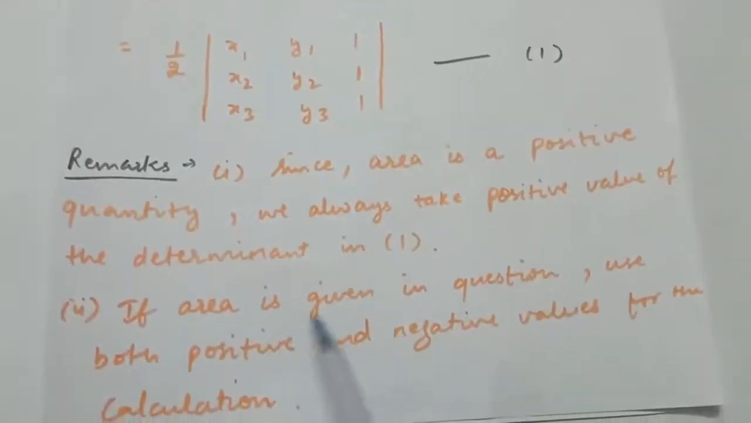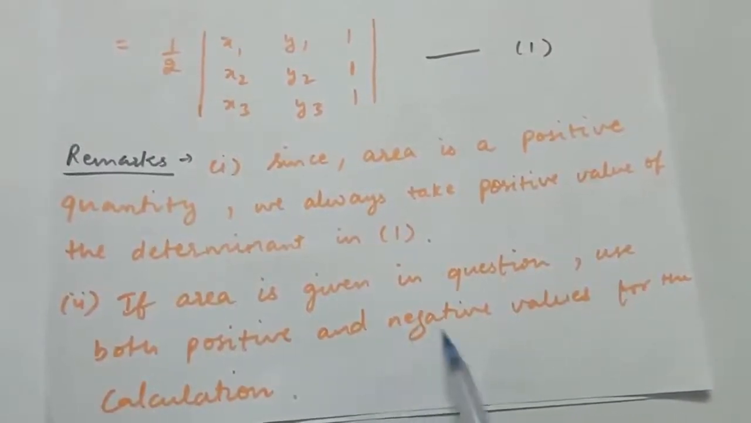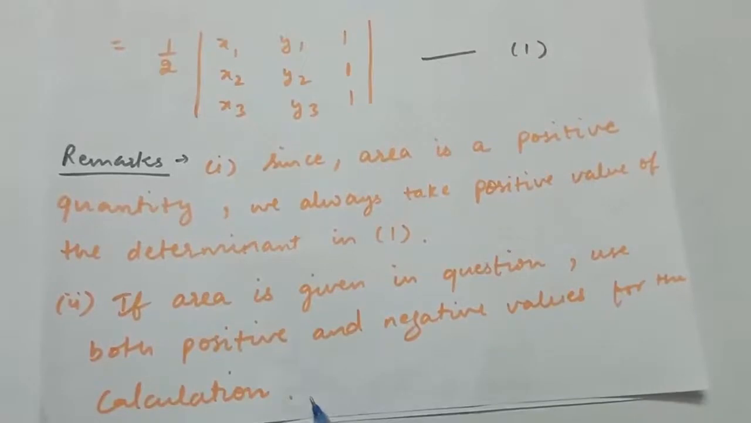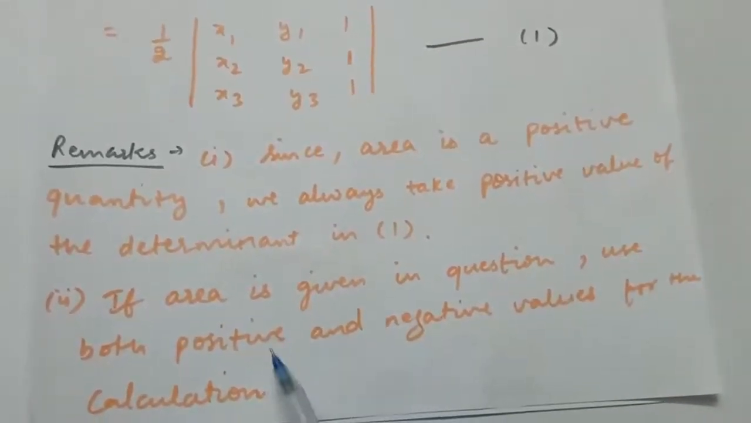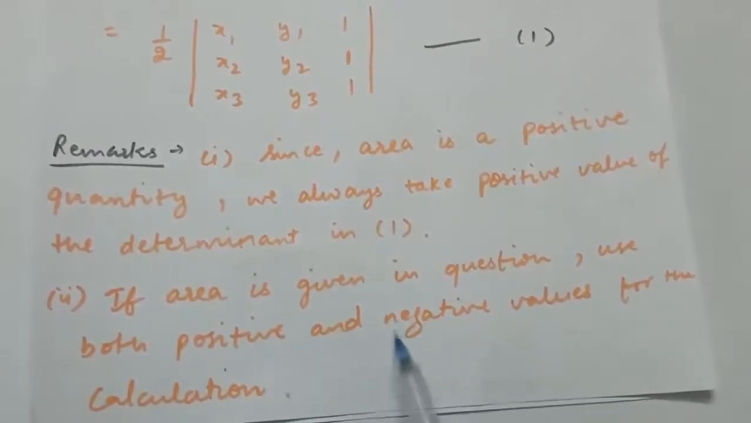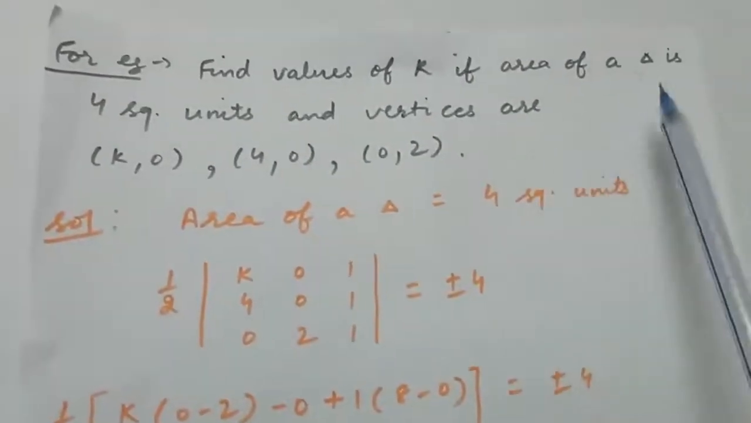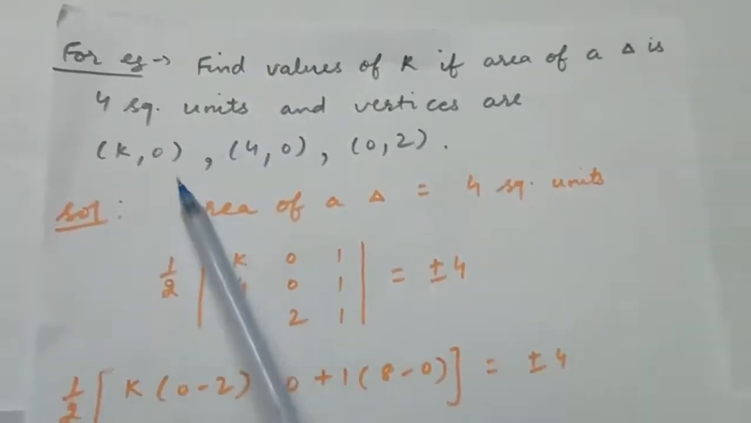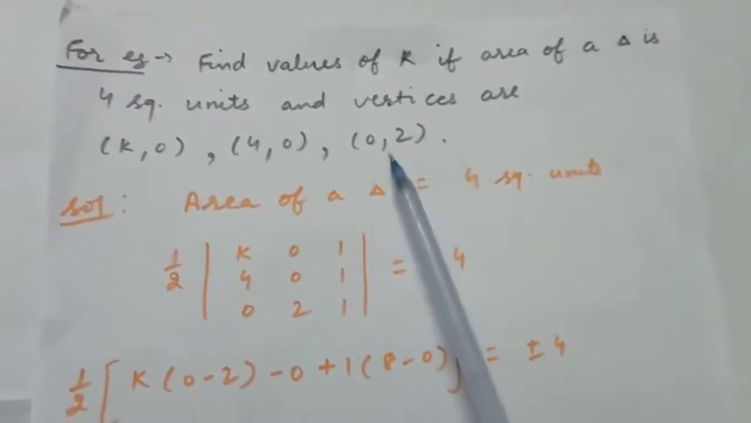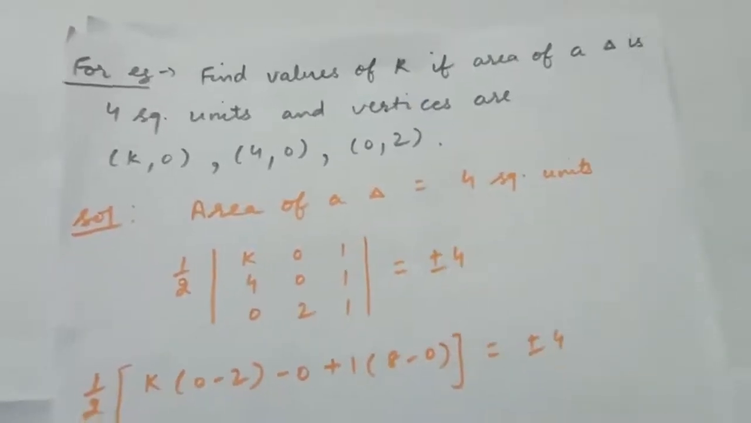Second, if the area is already given in the question, then use both positive and negative values for the calculation. For example, find the values of k if the area of a triangle is 4 square units and the vertices are k, 0, 4, 0 and 0, 2. So the vertices are given, and we have to find the value of k, right?